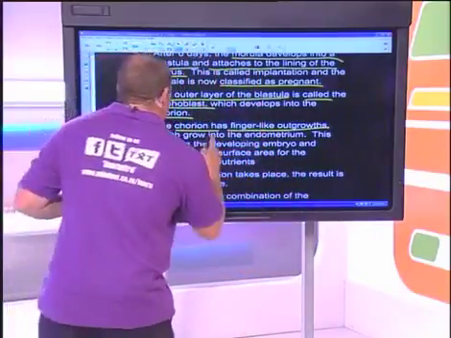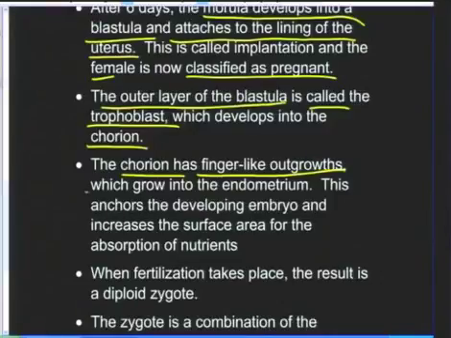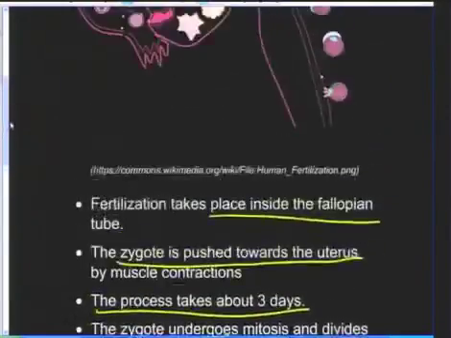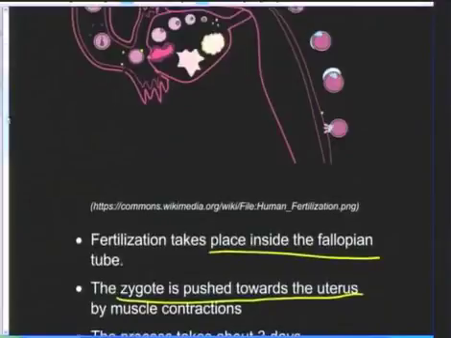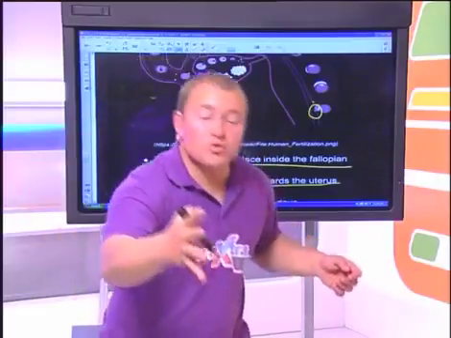So there we go. Which grows into the endometrium wall. So if I go back up, I'm sure it's on the slide. Here we go. Look at that. There it is. You see it? Here's the chorion. Can you see what it does? It's a finger-like outgrowth, and it's going straight into this endometrium wall.